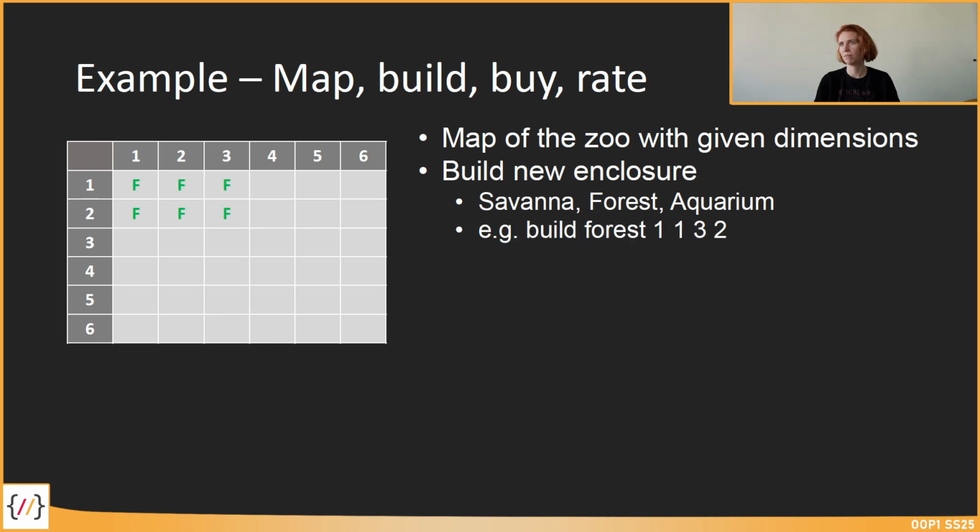So for example, if we want to buy a forest, we would use a build command with the parameter forest. And then the first 2 numbers are the top left corner of this forest enclosure. So this would be 1, 1. So the forest starts here. And then the second 2 numbers are the width and the height of the enclosure. So the forest enclosure is 3 wide and 2 high. And then it is placed like this on the map.